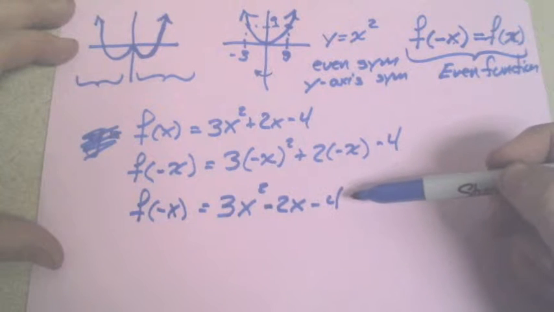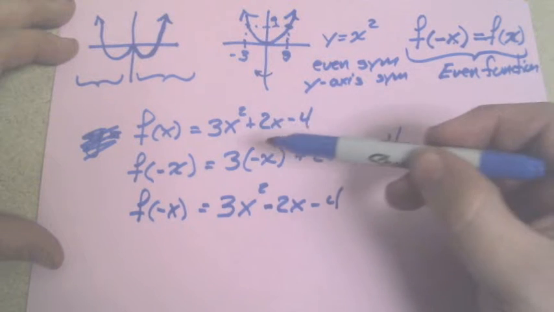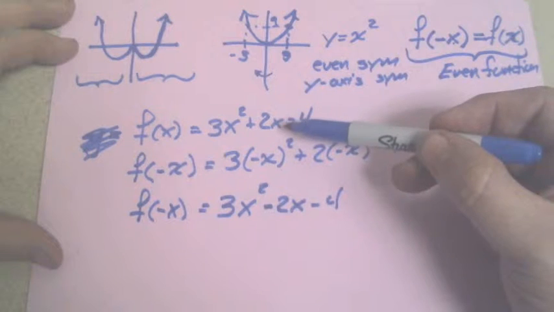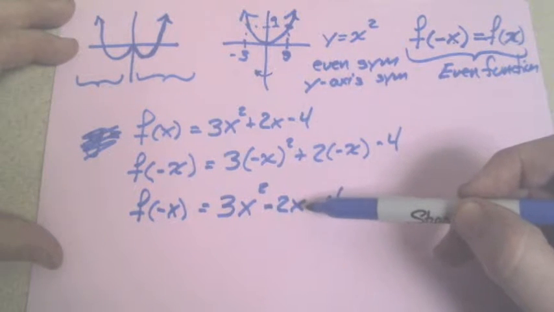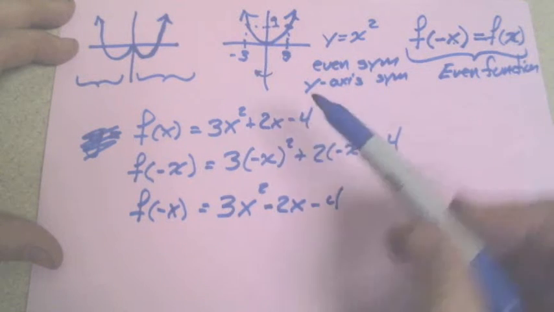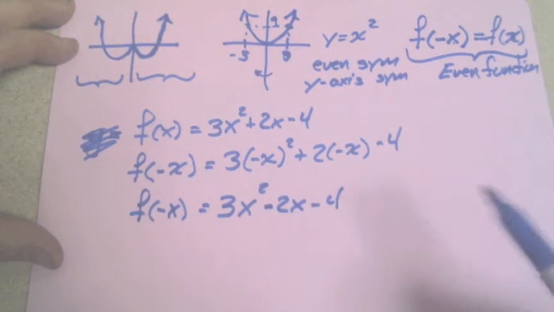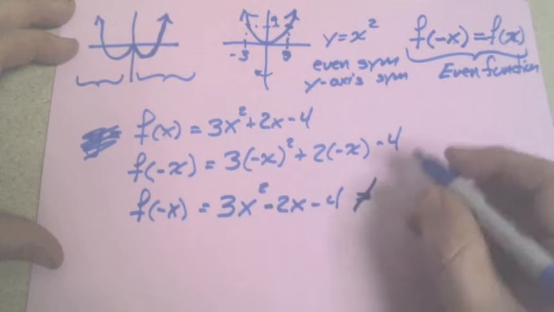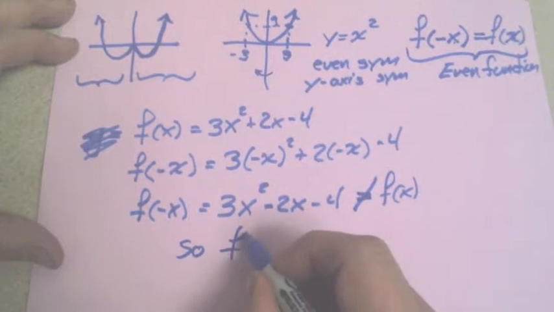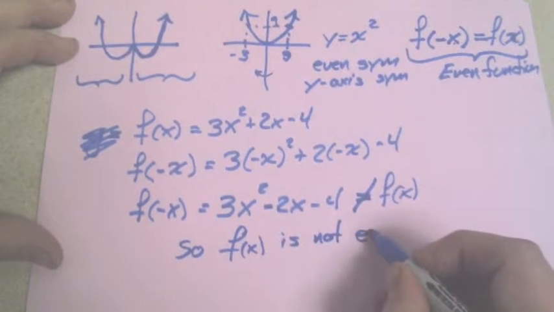Now we have to ask, is this exactly like our original function? And clearly it's not. The x squared term worked out, but the linear term, the x to the first, did not. And the constant cooperated. So because f of negative x didn't return our exact function, it is not equal to f of x. So f of x is not even.